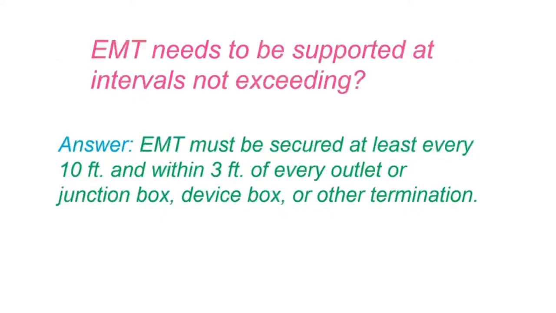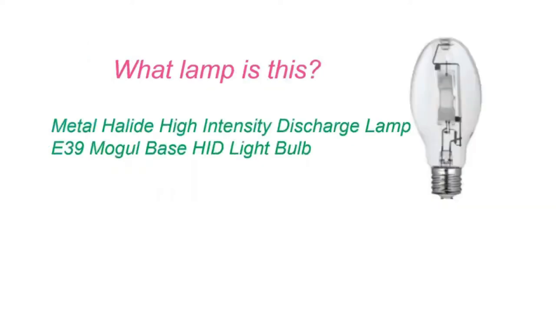EMT or electrical metallic tubing needs to be supported at intervals not exceeding what? EMT must be secured at least every 10 feet and within 3 feet of every outlet or junction box, device box, or other termination. What lamp is this? Metal halide high-intensity discharge lamp, E39 Mogul base.